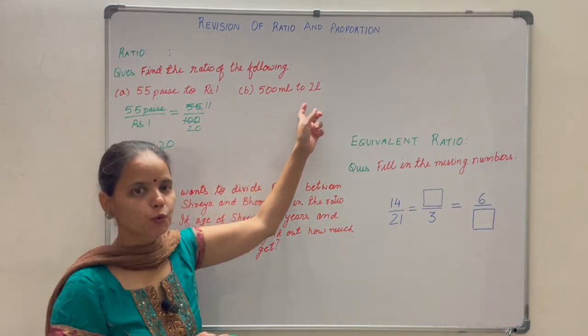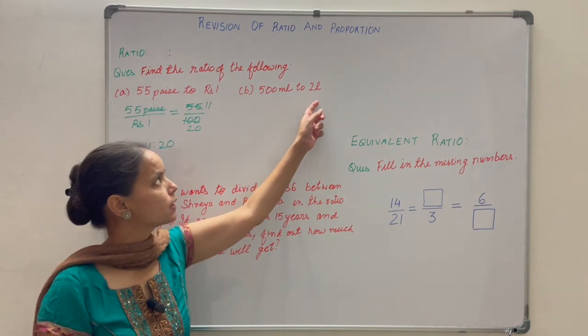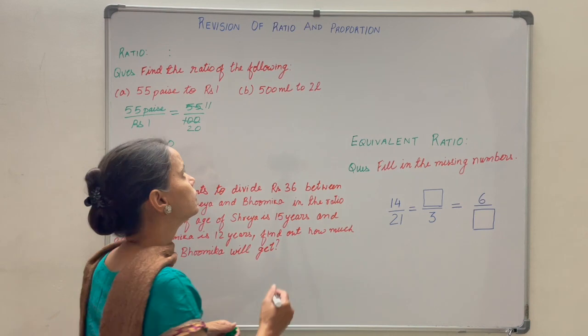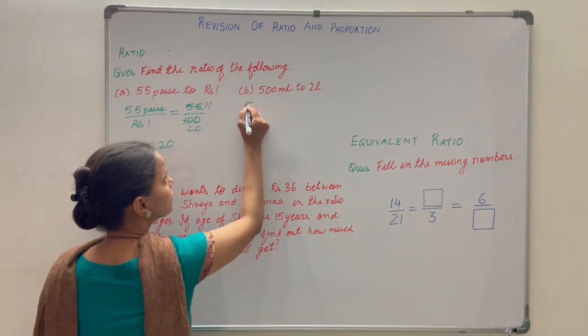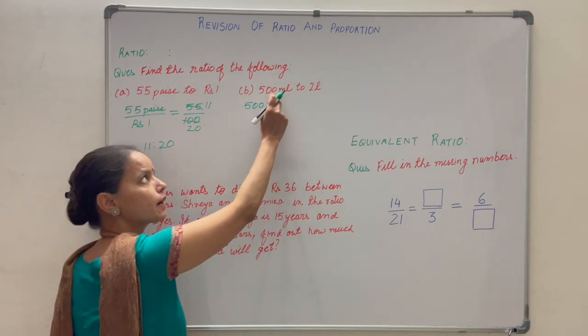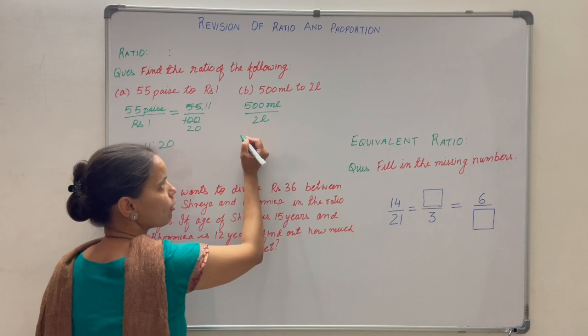500 ml to 2 liters. Again, here the units are different. So I am going to convert liters to milliliter. 1 liter is 1000 ml. So let us write down 500 ml to 2 liters. This will come in the numerator and this will come in the denominator. 2 liters will come in the denominator.